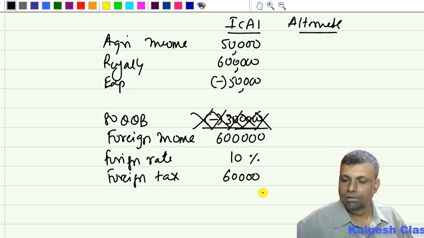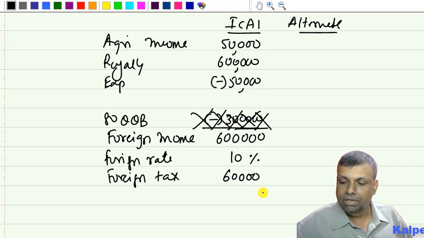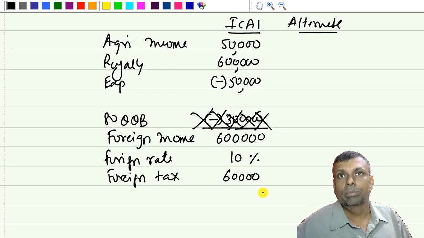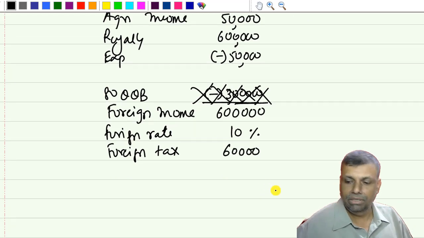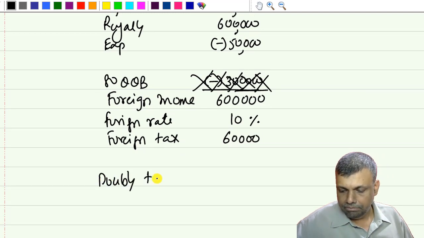Okay, foreign rate is going to be 10%, which is already printed in the question. On that, you are going to pay a tax in the foreign country, which is 10%. So you are going to pay 60,000 rupees as tax in that particular country. Okay. What is a doubly taxed income?